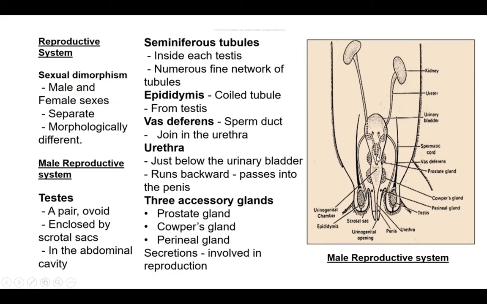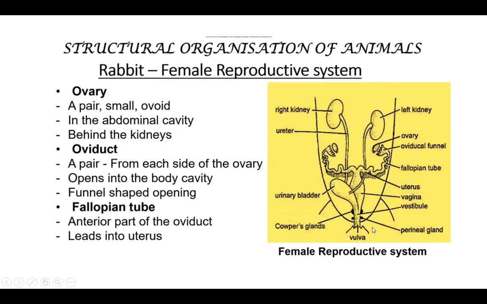While it is moving towards the urethra, what are the glands? Prostate gland, Cowper's gland and perineal gland. These three glands produce a few more secretions that mix with the sperm and come out through the urethra. That is why these three glands are said to be accessory glands. This is about the male reproductive system.